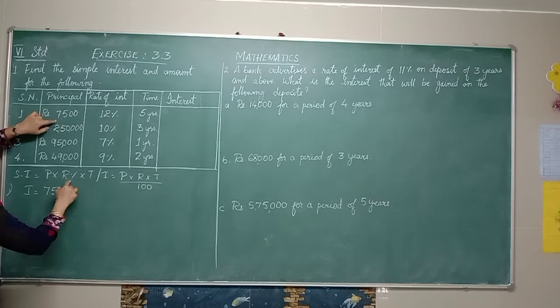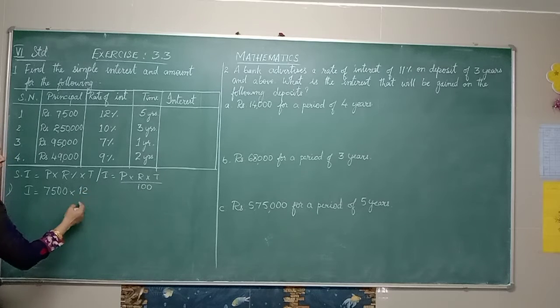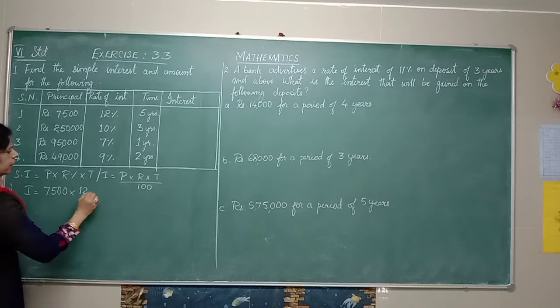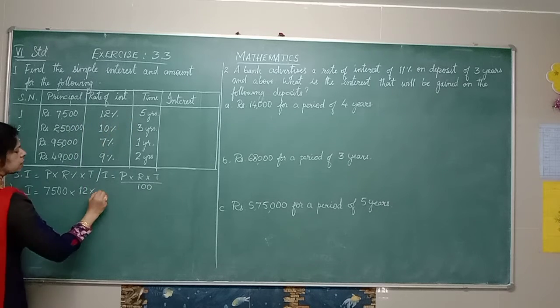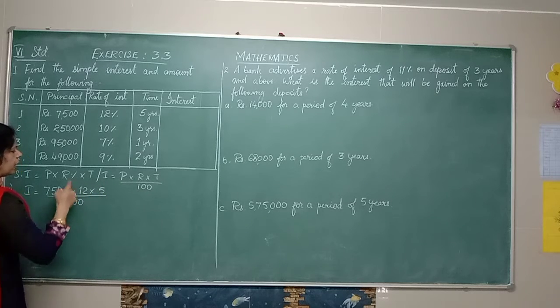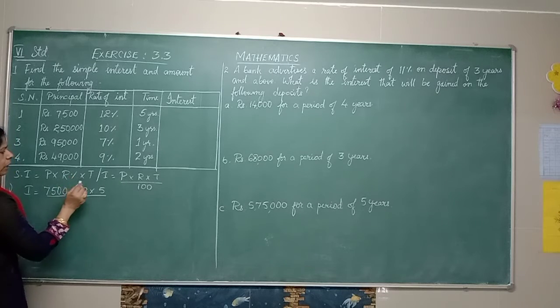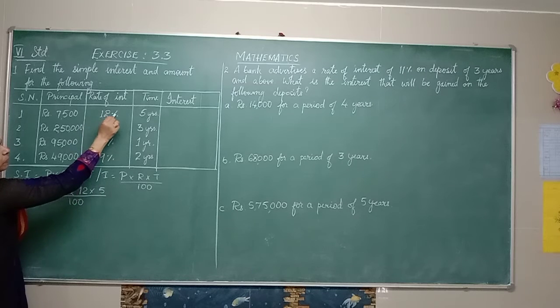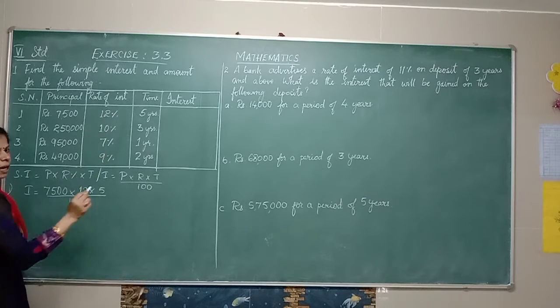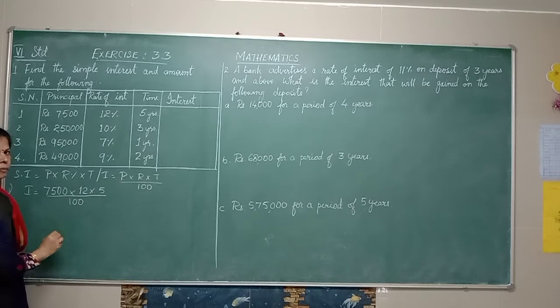7,500 into rate of interest, which is 12. If you write 12%, you should not write 100, but here we are writing 12, so we have to divide by 100. Into time, which is 5 years. The whole thing divided by 100. Why did I say 12 by 100? Because they have given the percent. R percent is also R by 100. If you don't write percent, you have to write R by 100. Got it?